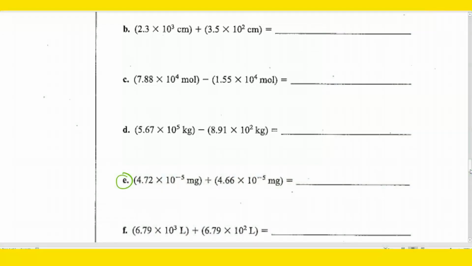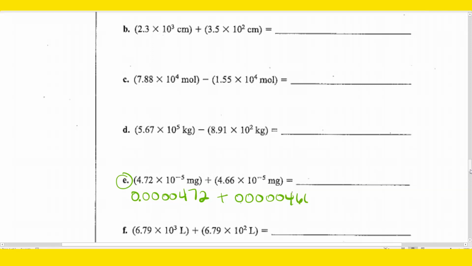Let me go ahead and do letter E, though, while we're doing this together. We've got 4.72 times 10 to the negative fifth power plus 4.66 times 10 to the negative fifth power. All right, remember what we said. You can either move the decimal back or just simply write down 5 zeros. And 472, okay? 4.66 times 10 to the negative fifth power. Write your 5 zeros. 466. And put a decimal between the first two.